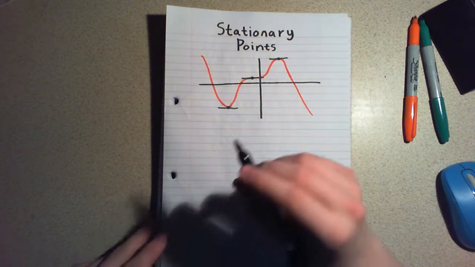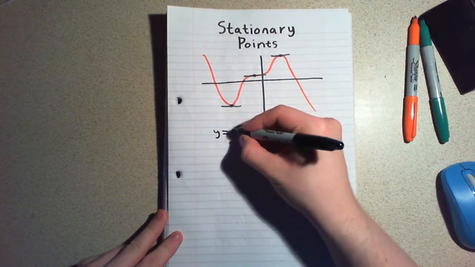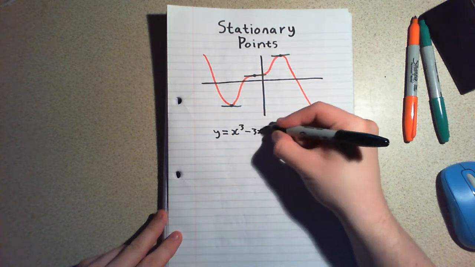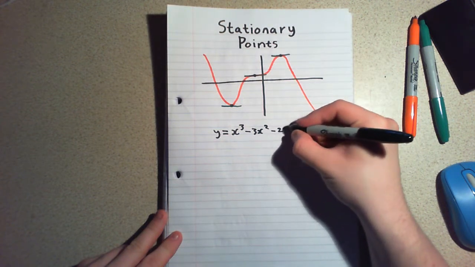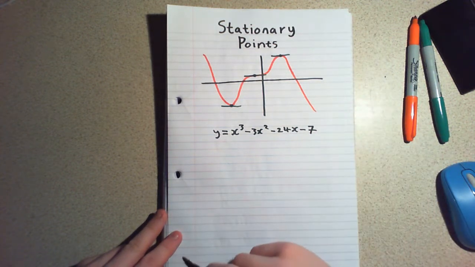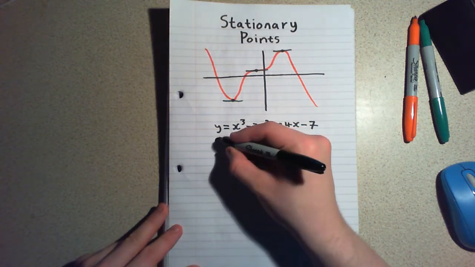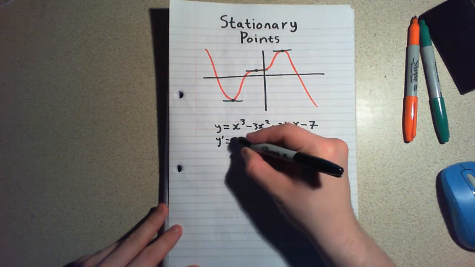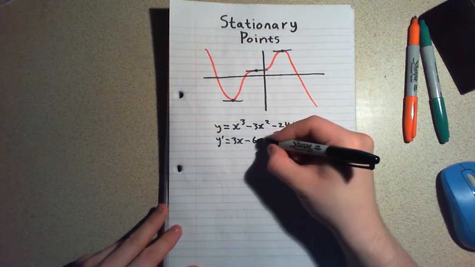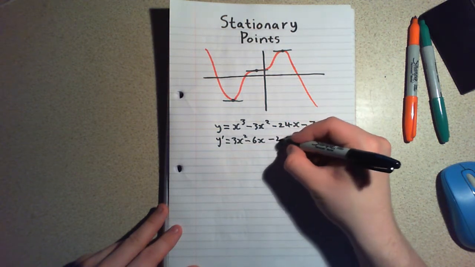So we're going to use an equation today, and we're going to use the equation of y is equal to x cubed minus 3x squared minus 24x minus 7. And the first thing you want to do is differentiate this. So we have y prime, which is equal to 3x squared, sorry, minus 6x minus 24.